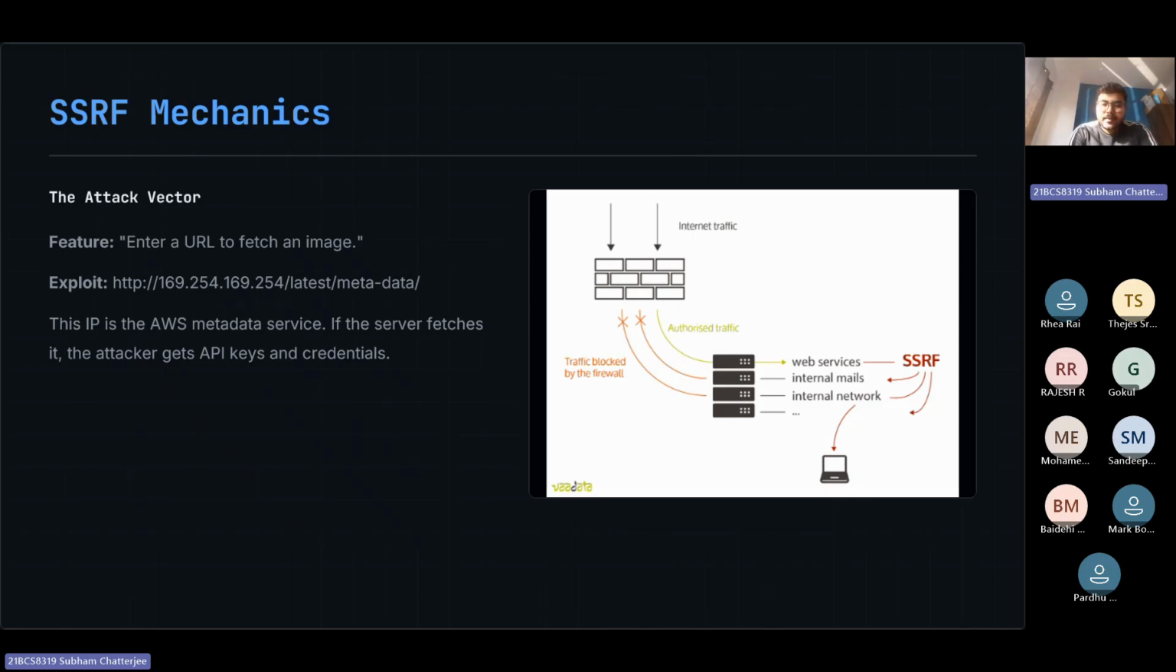So there's some internal traffic. As you can see, you try to do SSRF against a web service, some internal mails, internal networks, maybe some traffic is blocked by the firewalls. But let's say you put in an authorized traffic, you will get the internal traffic through this SSRF. So there might be a lot of ways, right?